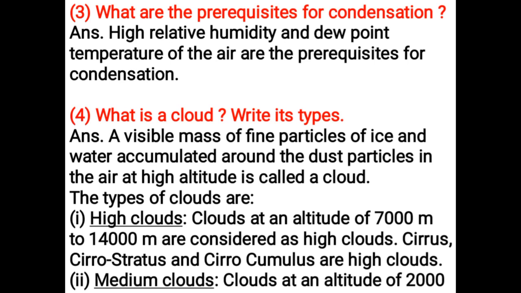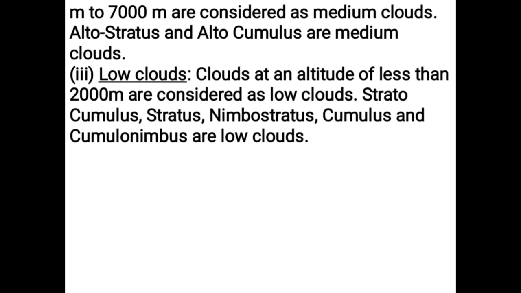The types of clouds are high clouds. Clouds at an altitude of 7,000 meter to 14,000 meter are considered as high clouds. Cirrus, cirrostratus and cirrocumulus are high clouds. Medium clouds. Clouds at an altitude of 2,000 meter to 7,000 meter are considered as medium clouds. Altostratus and altocumulus are medium clouds. Low clouds. Clouds at an altitude of less than 2,000 meter are considered as low clouds. Stratocumulus, stratus, nimbostratus, cumulus, and cumulonimbus are low clouds.